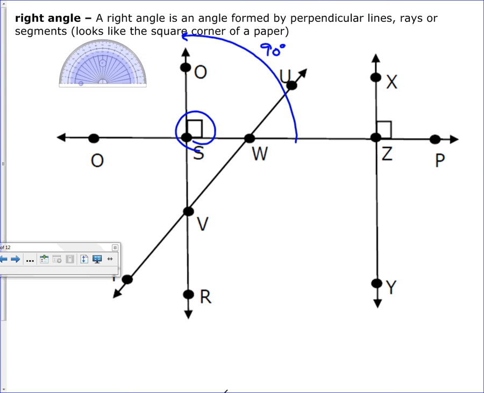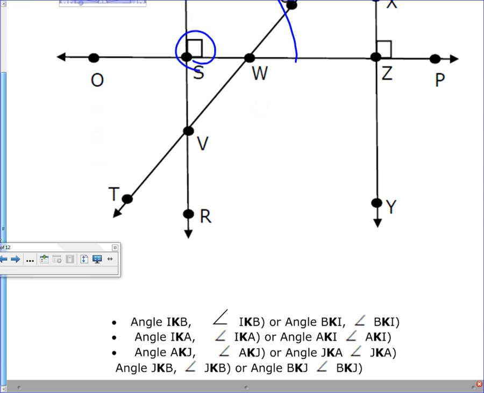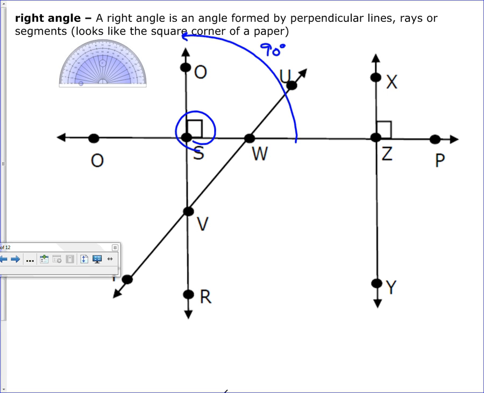So let's make our own then. If I go from O to S to Q, that little symbol right there in the front is called angle. Angle OSQ equals 90 degrees. It's a right angle. I can flip it around and say QSO, so Q to S to O is the same thing.